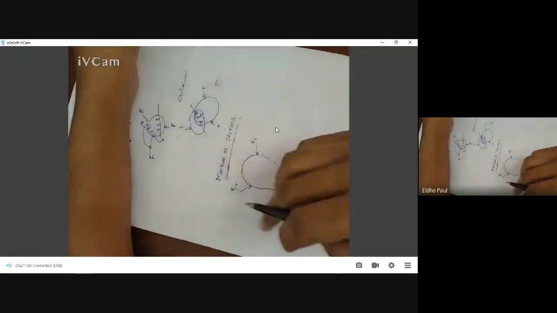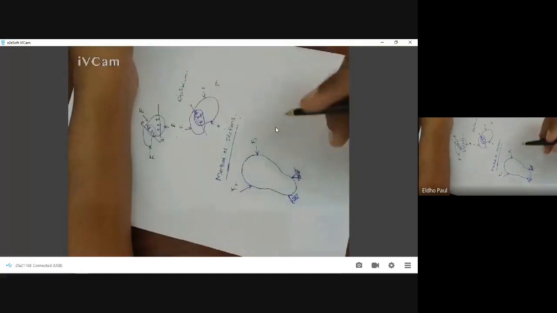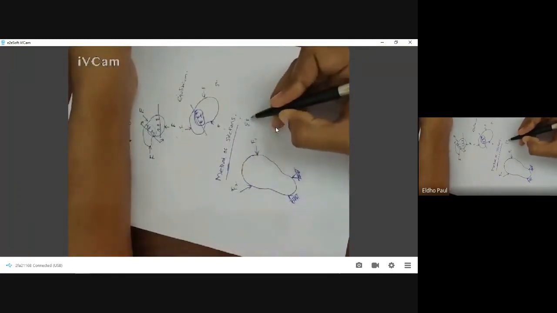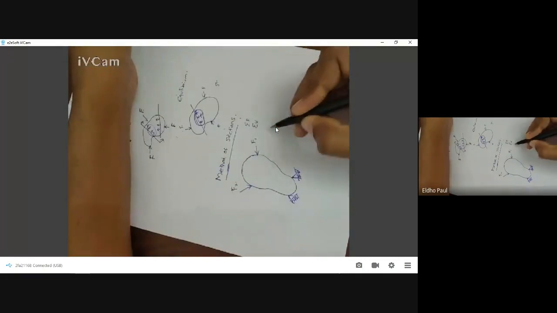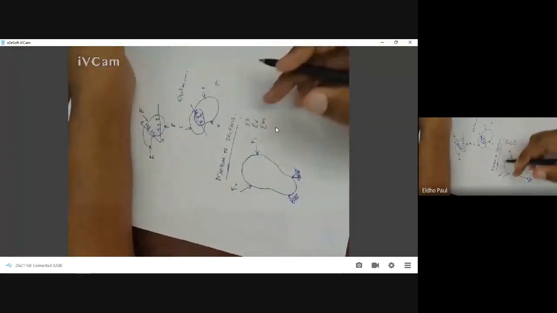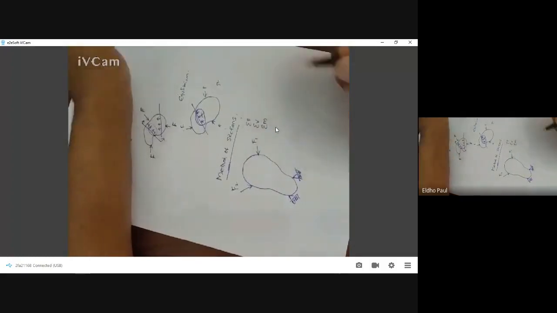Okay, and this body is at rest, so we can say this body is in equilibrium because the sum of all horizontal force is equal to 0, the sum of all vertical force is equal to 0, and the sum of all moment about a point is equal to 0. So this body is at rest, then we can say the sum of all force and the sum of all moment is equal to 0.